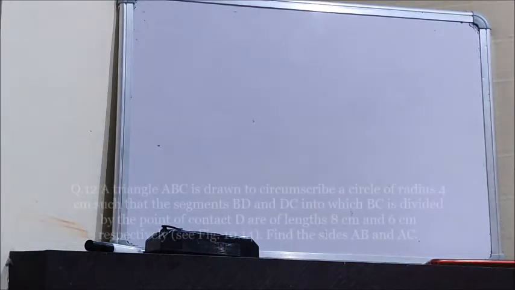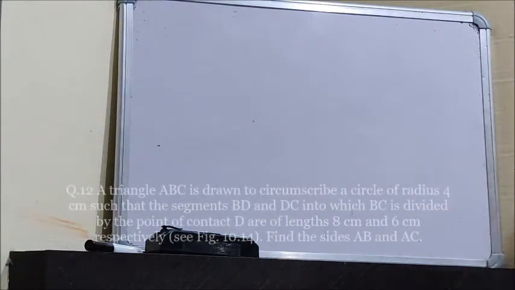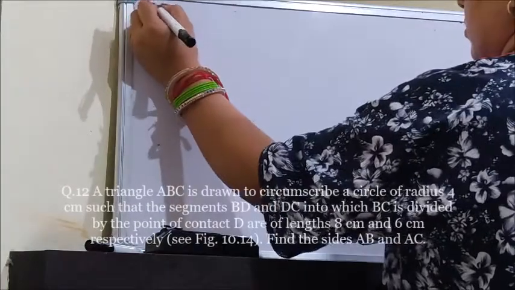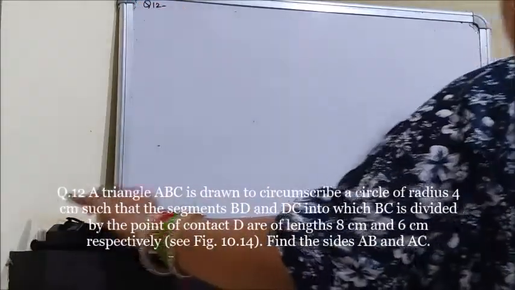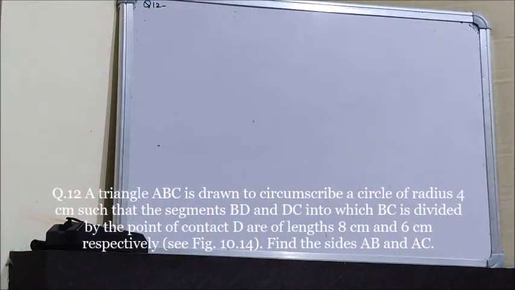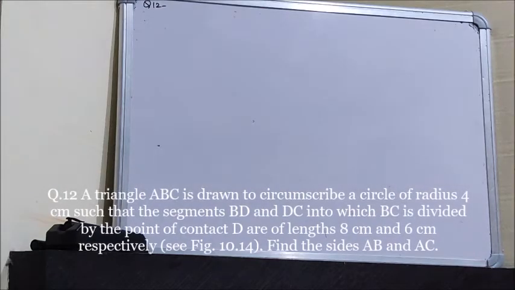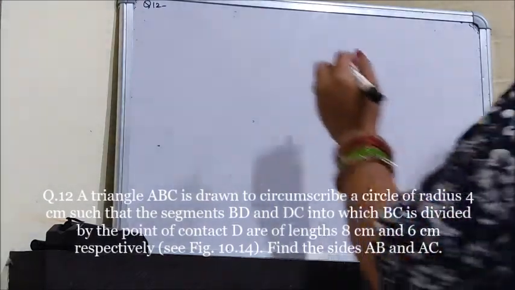12th question of exercise 10.2. A triangle ABC is drawn to circumscribe a circle of radius 4 cm.